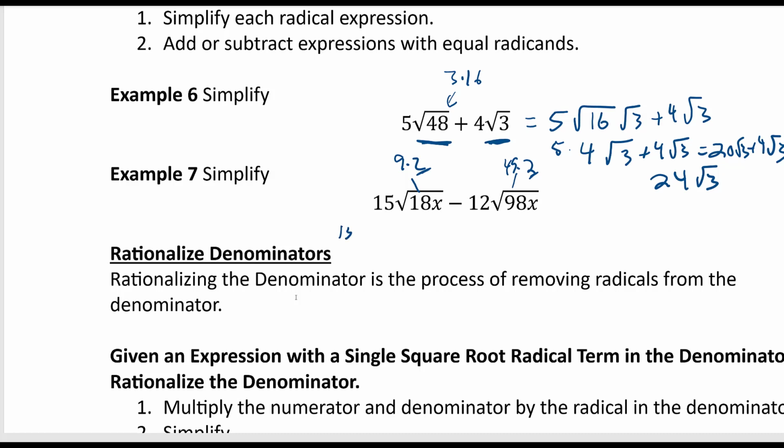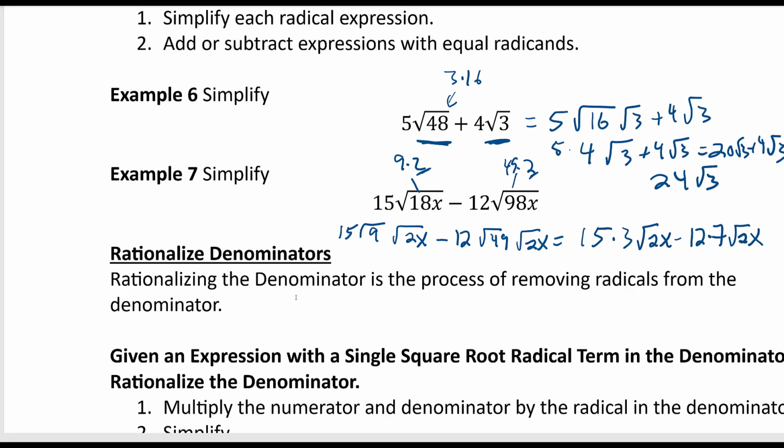So this is 15 times the square root of 9 times the square root of 2x minus 12 times the square root of 49 times the square root of 2x. So we have 15 times 3 times the square root of 2x minus 12 times 7 times the square root of 2x. 15 times 3 is 45 times the square root of 2x minus 12 times 7 is 84 times the square root of 2x. So we're really looking at 45 minus 84, which would be, what, 39 times the square root of 2x.